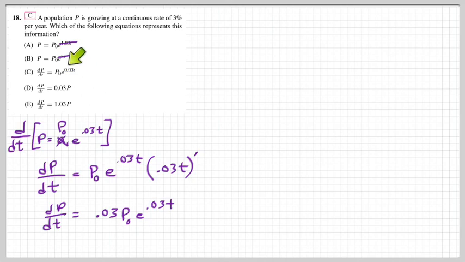I see this P naught e to the 0.03t. Oh man, I wish it was that one, but it's not. There's a 0.03 multiplying it. So what is this other stuff over here? Where does capital P come from? I'll tell you where that capital P comes from.